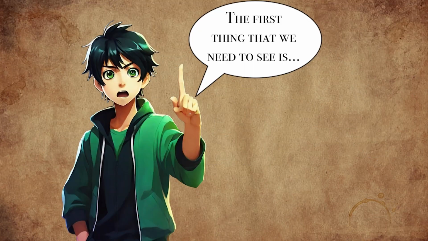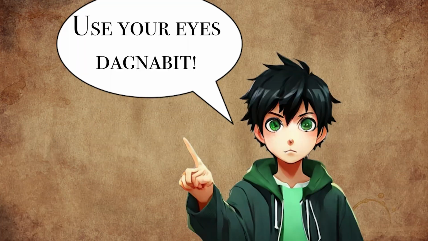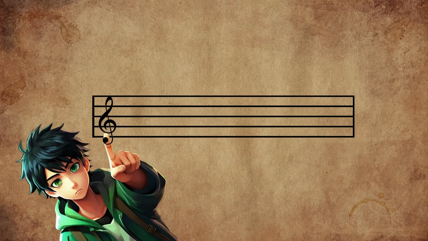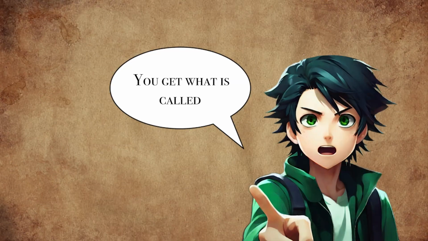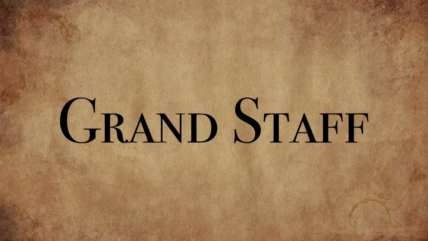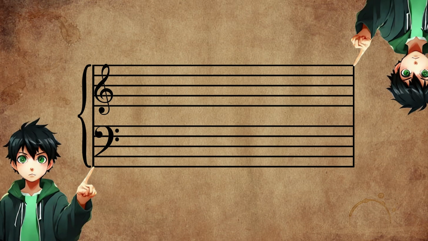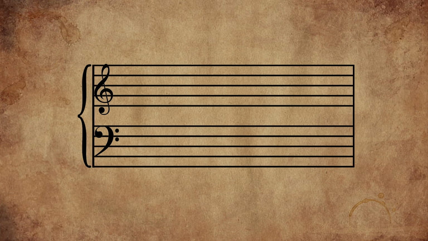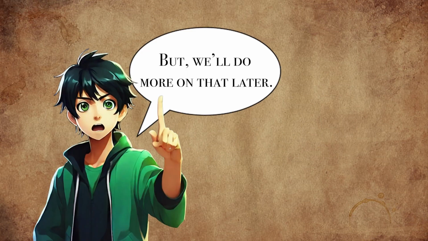The first thing that we need to see is the staff. This thing right here. The staff is comprised of 5 lines and 4 spaces, as you can see. There is a bass staff and a treble staff, but when you put them together, you get what's called a grand staff. That is what you're going to be looking at on the piano sheet music you will be seeing. There are also these little bars called bar lines, and these divide the music into what are known as measures, but we'll do more on that later.